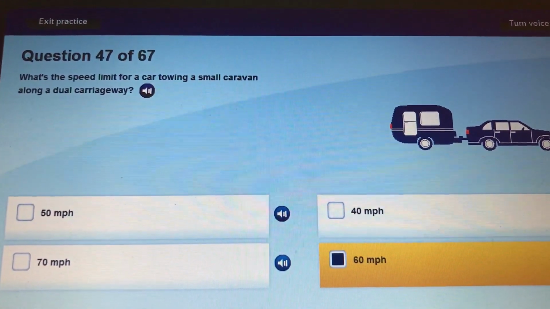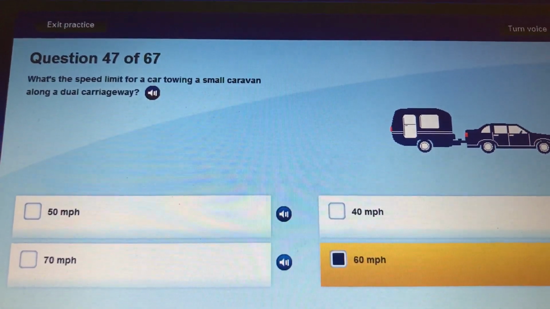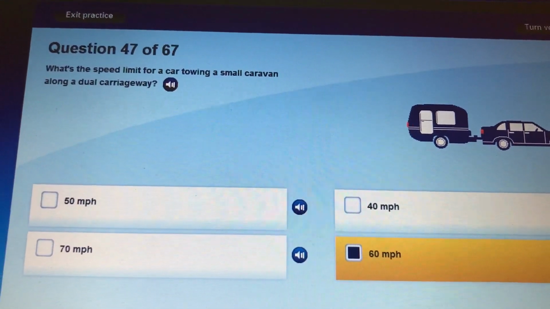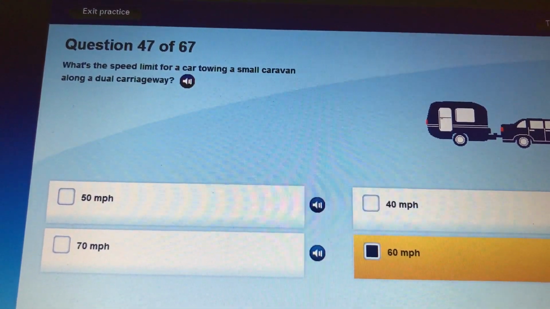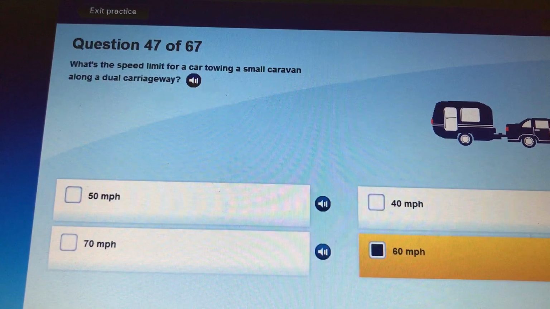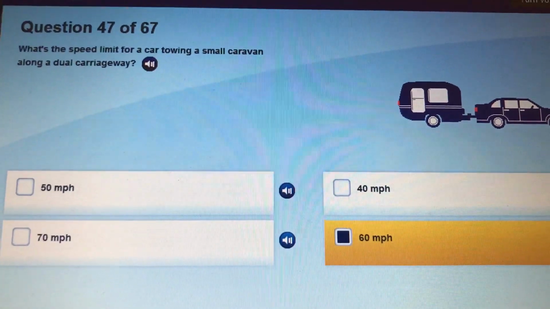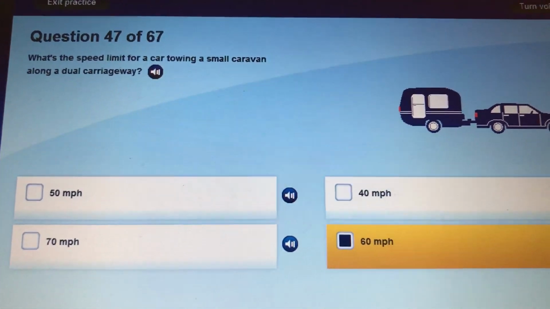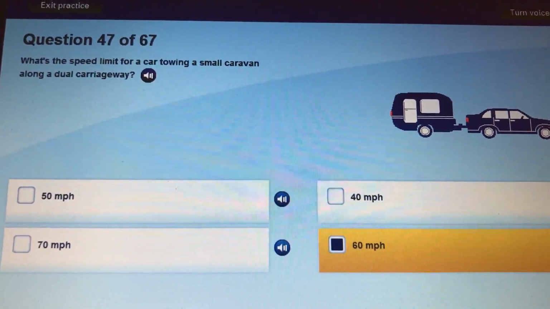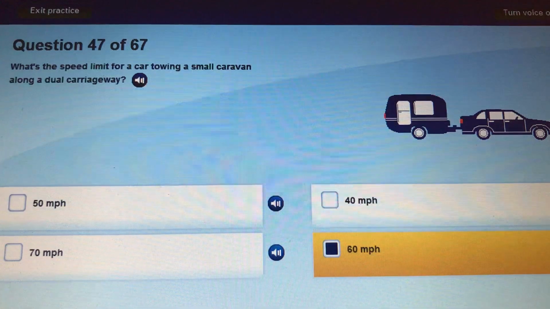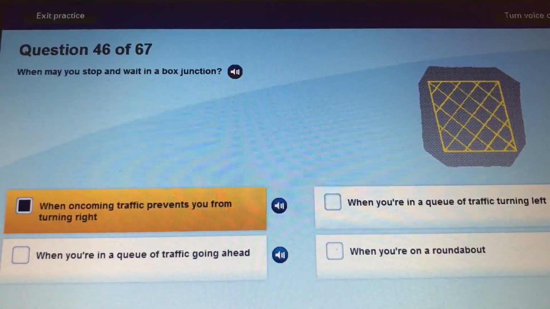What can you see in a picture? A car is towing a small caravan. What's the speed limit for a car that is towing a small caravan along a dual carriageway? On a dual carriageway, the speed limit for trailers and caravans is 60 miles per hour.